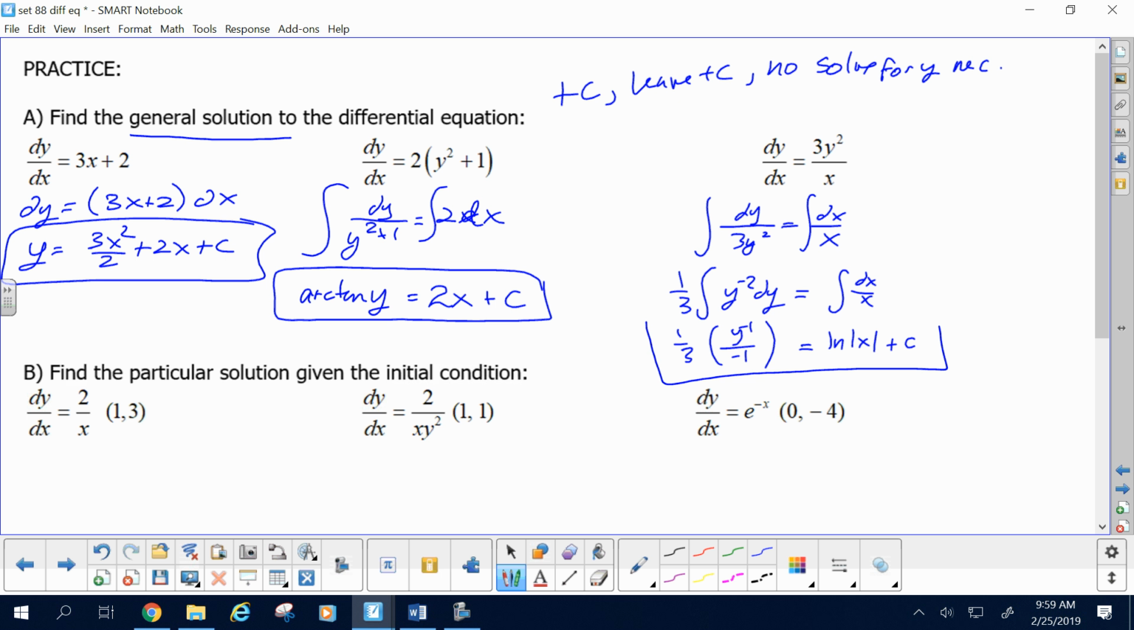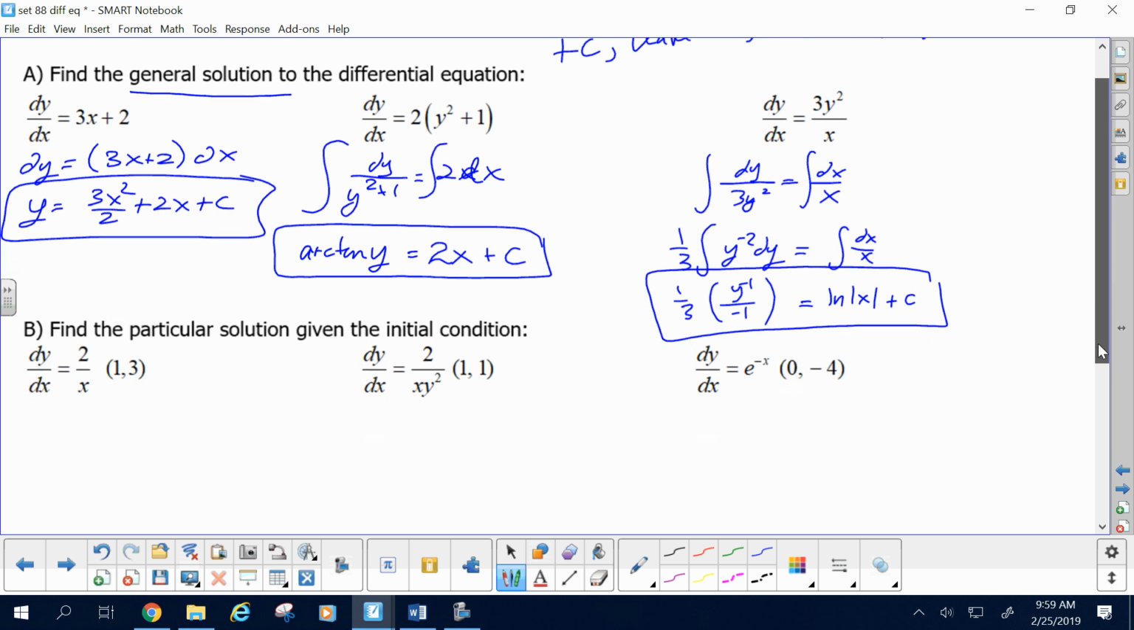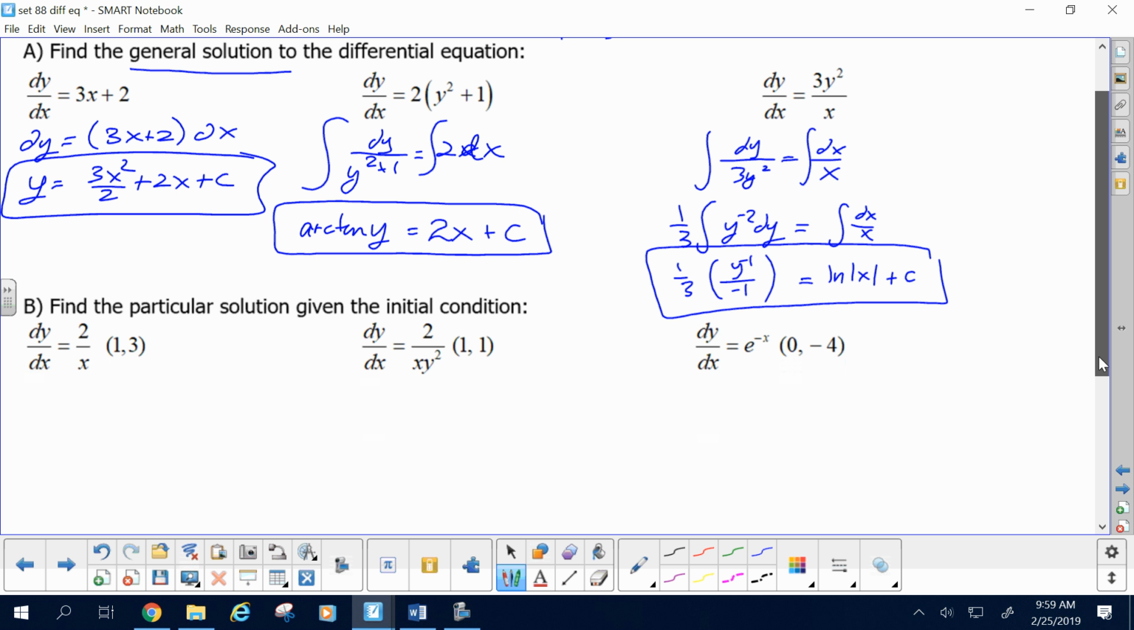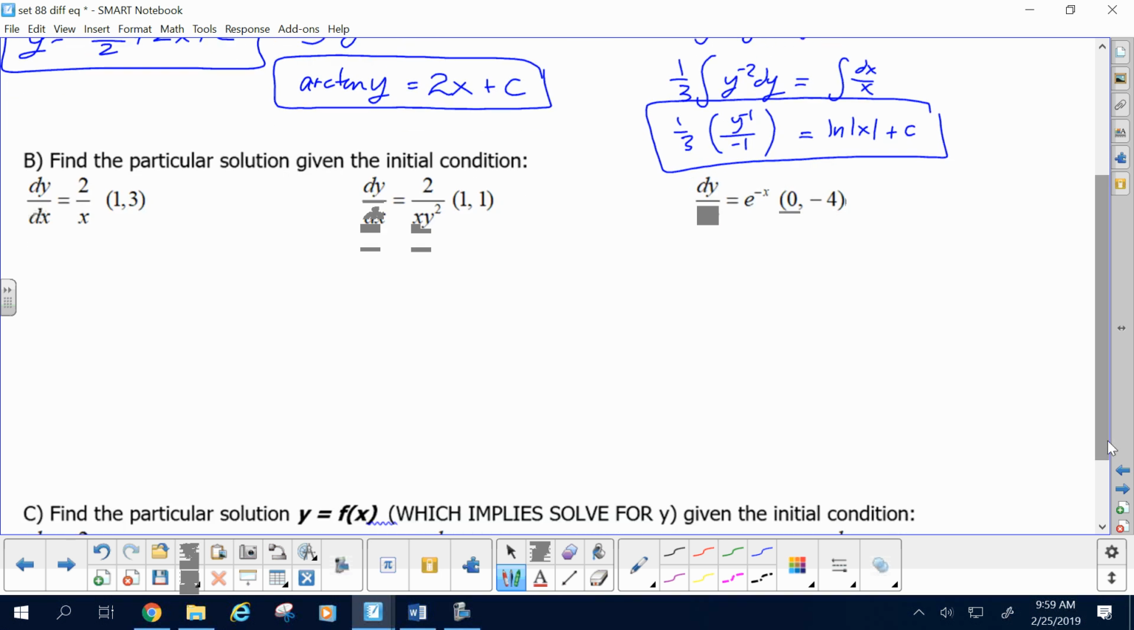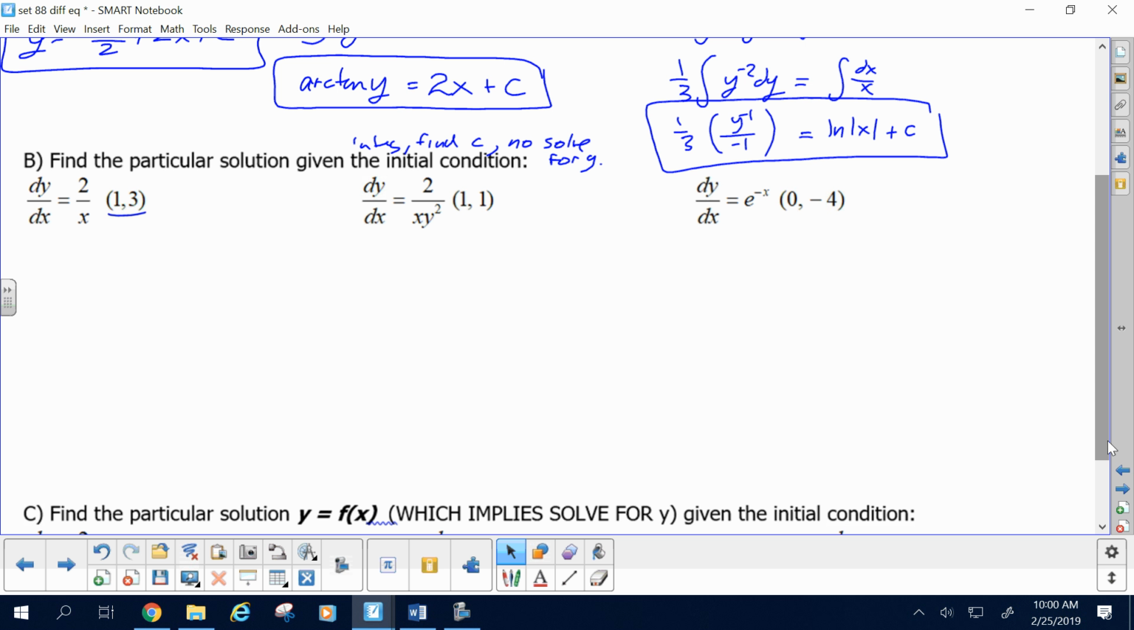Now, again, you didn't have to find the c, you didn't have to solve for y. So those are the nicest cases, just the general solution. You with me? All right, now in these cases, I'm giving you a differential equation, and I do give you a point with which to find the c, but you don't have to solve for y. So now you're going to integrate, find c, but you still don't have to solve for y.